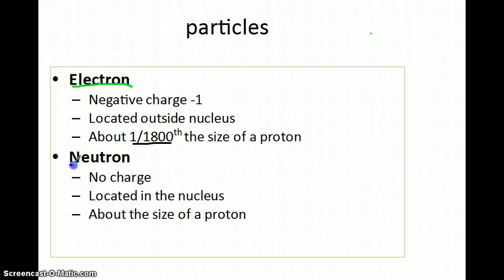The next particle would be the neutron. I always remember what charge a neutron has because neutron would be neutral, or no charge. The neutron is one of two particles that are located in the nucleus, and we think of the neutron and the proton as having the same size.